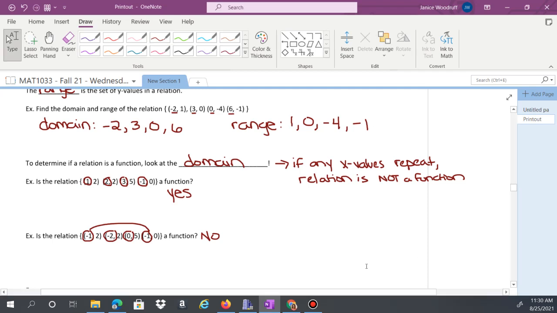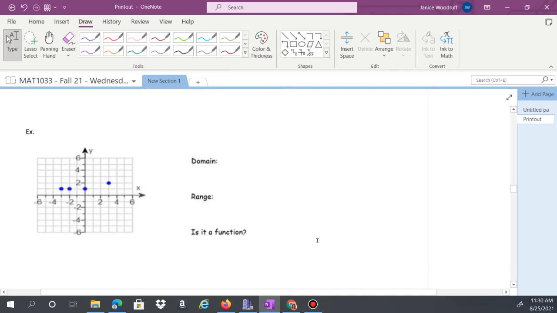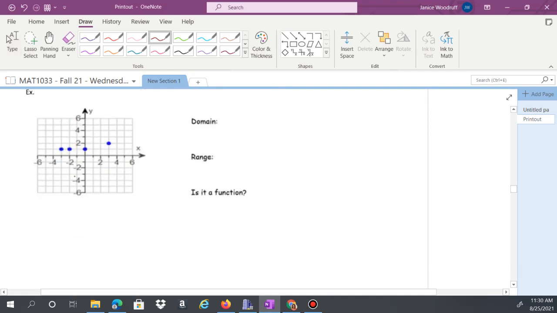Okay, so let's look at an example with a graph. Now these are just points on a graph. Let's go ahead and get the coordinates of each of these points so we can determine if this is a function. I'm going to start all the way to the left. Looks like I have -3, 1 for my first point. This point here looks like -2, 1. This point here is 0, 1. And what's this one over here? 3, 2.